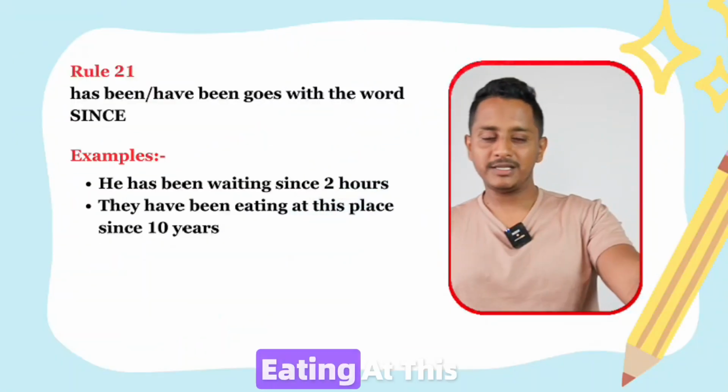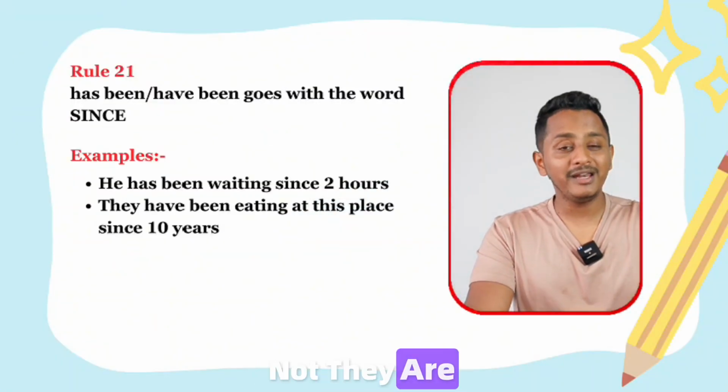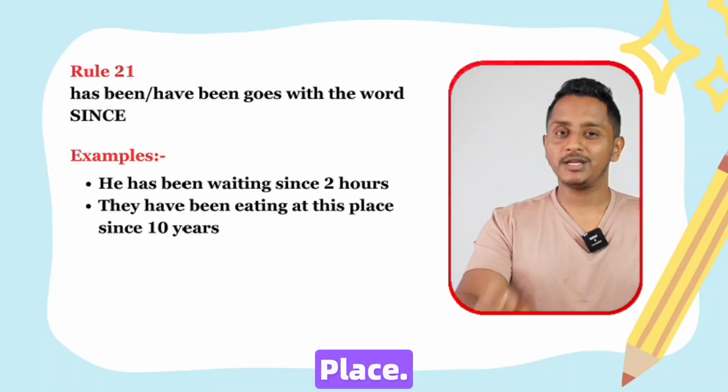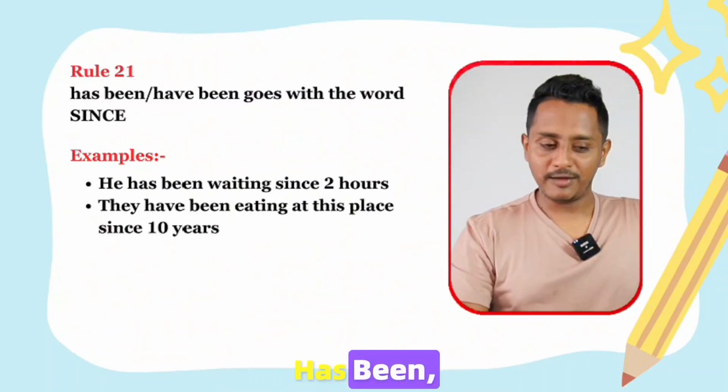Remember this. They have been eating at this place since 10 years. Not they are eating at this place, not they were eating at this place. Got it right? Since comes, then has been, have been, no matter what.